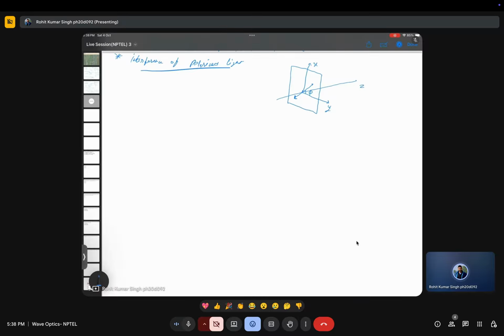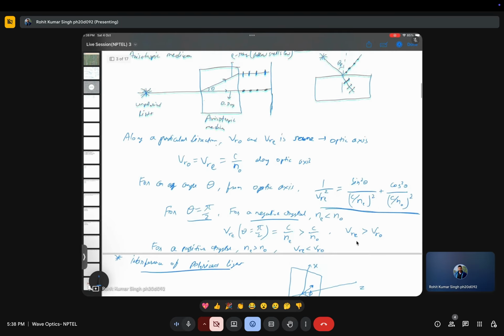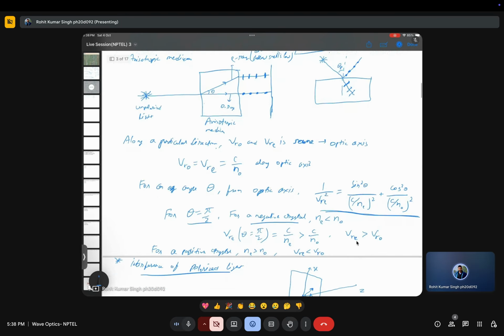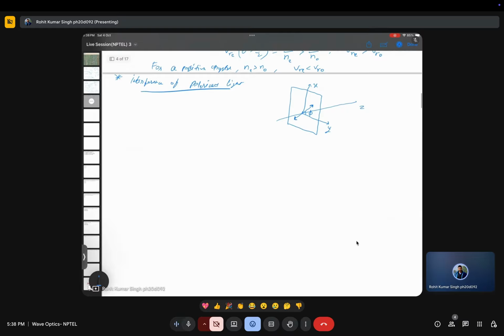so why I'm taking a linearly polarized light is because you can resolve it into two components, right? X component, which is E naught sine phi, and y component, which is E naught cos phi, right?